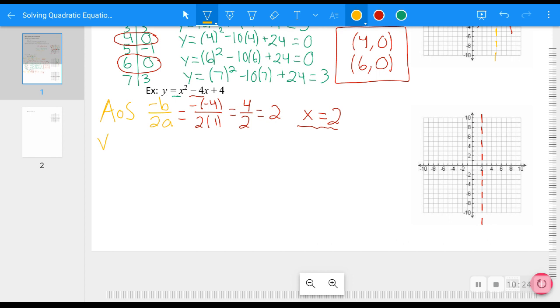So we're just going to take that x value of x equals 2, and we're going to plug it into our original equation that we started with wherever x shows up. So it's y equals x squared minus 4 times x plus 4. So y equals 2 squared minus 4 times 2 plus 4, and that's going to equal 2 squared is 4 minus 4 times 2 is 8 plus 4, which equals 0. So at (2, 0) is going to be our vertex.